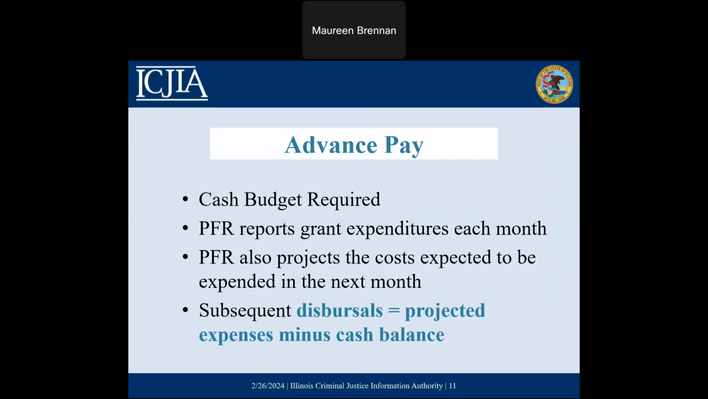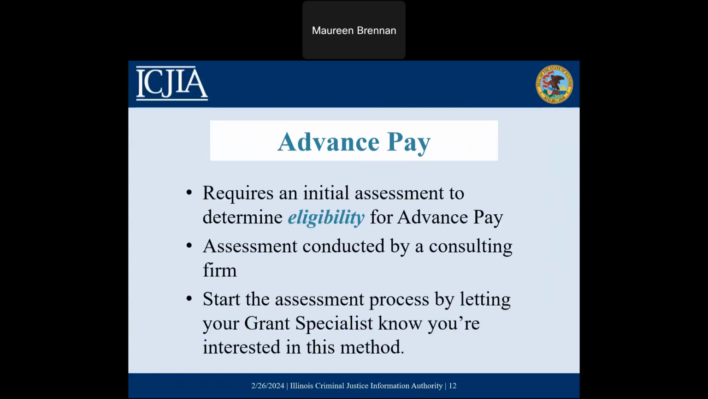Now, advance pay isn't available to all grantees. It does require an initial assessment to determine your eligibility for advance pay. Now, this assessment is conducted by an outside consulting firm that the state has contracted with. You can start that assessment process by letting your grant specialist know that you're interested in this method.